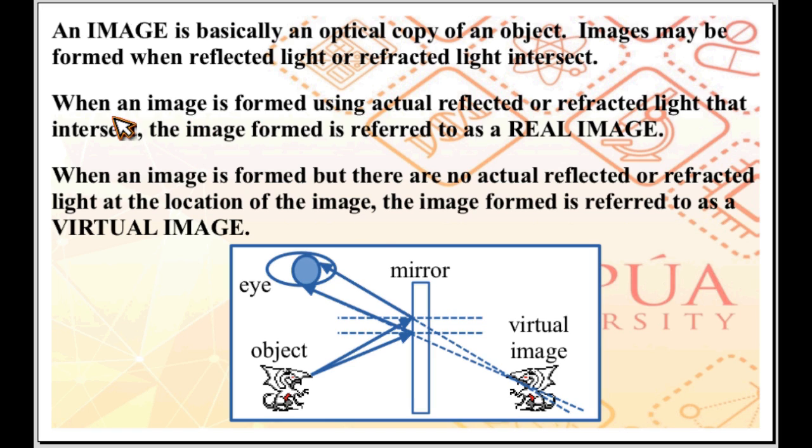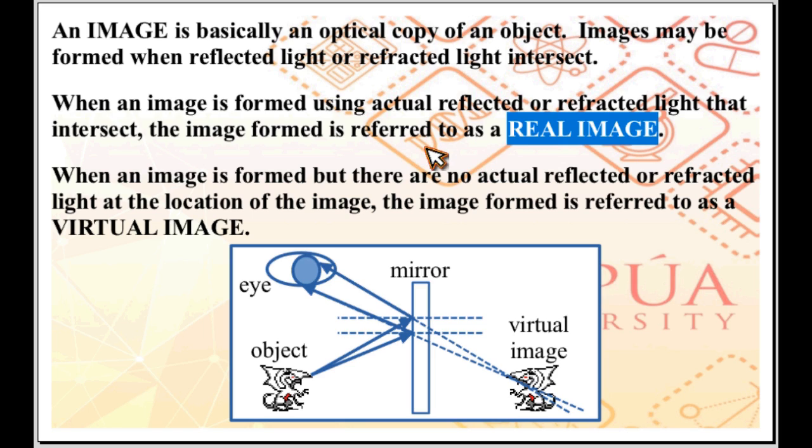Now, there are two types of images formed when reflected light or refracted light intersect. You have real image and you have virtual image. When an image is formed using actual reflected light or actual refracted light that intersect, the image formed is referred to as a real image.